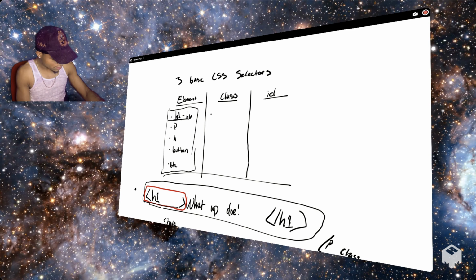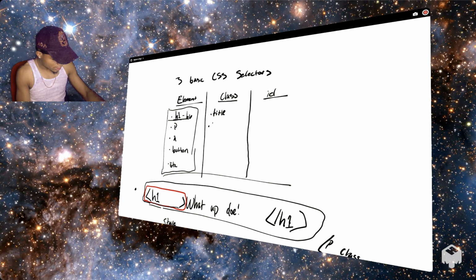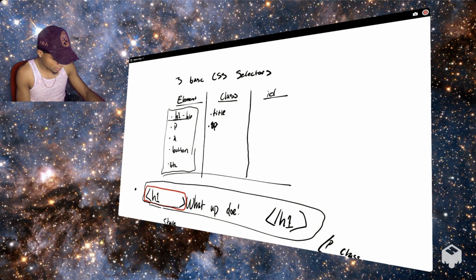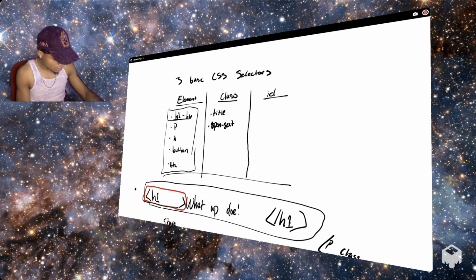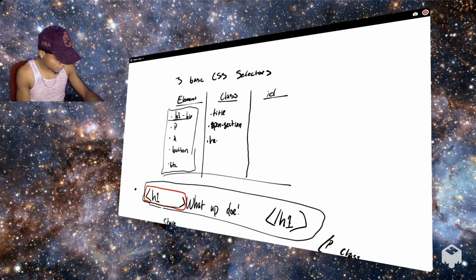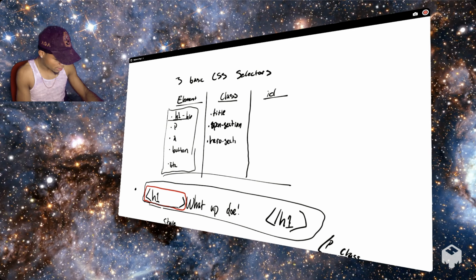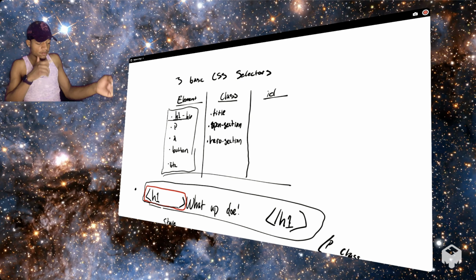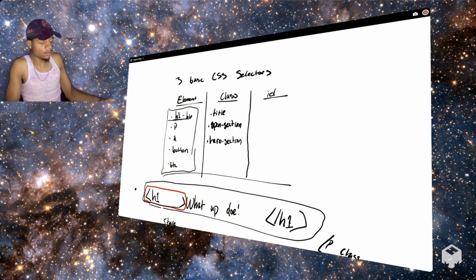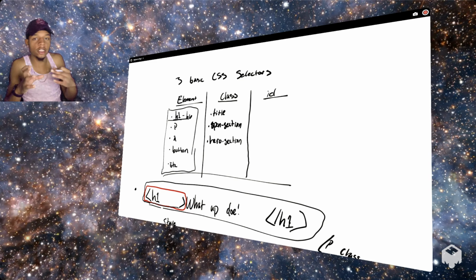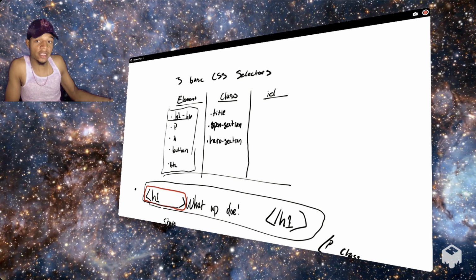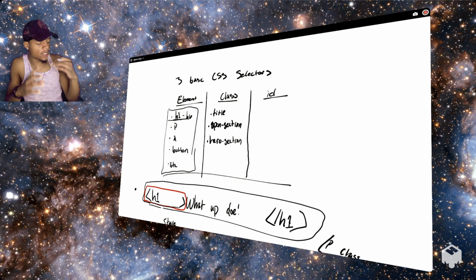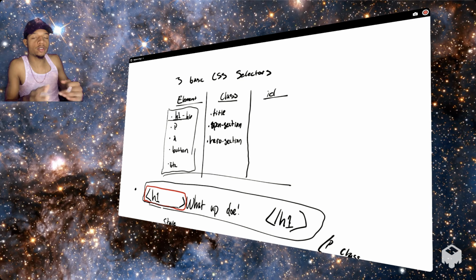So we use dot title, dot let's call it open section. Even better, dot hero section, something like that. Different names just for the classes. Okay, and so for IDs, so you can attach classes to multiple different elements.